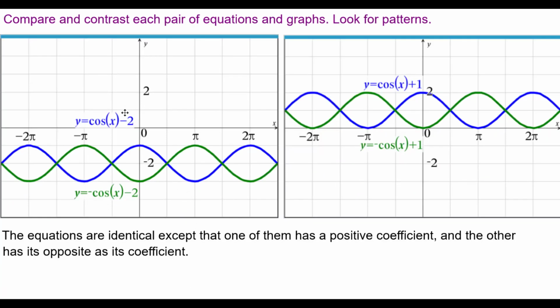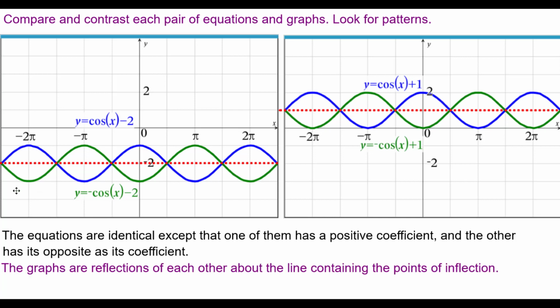All right, so the first pair of graphs, you can see that they're identical, except one of them has a positive coefficient, the other one has a negative coefficient. It's the opposite as its coefficient. The rest of them are identical. Similarly here, positive 1 and its opposite, negative 1 for its coefficient. If you look at the line containing the points of inflection for each one of them, the graphs are reflections about that line containing the points of inflection, not the x-axis anymore, the line containing the points of inflection.